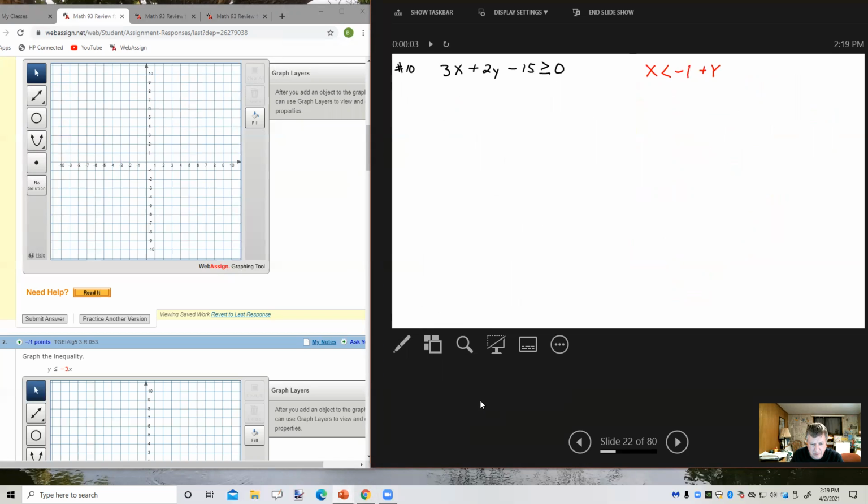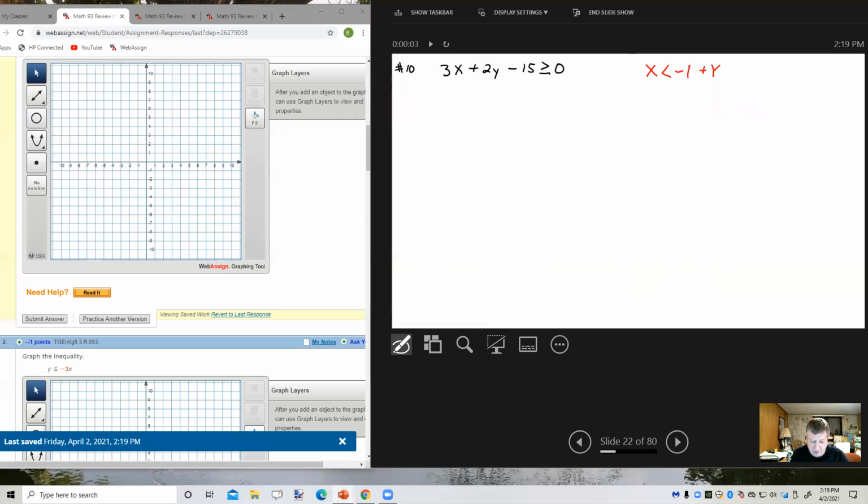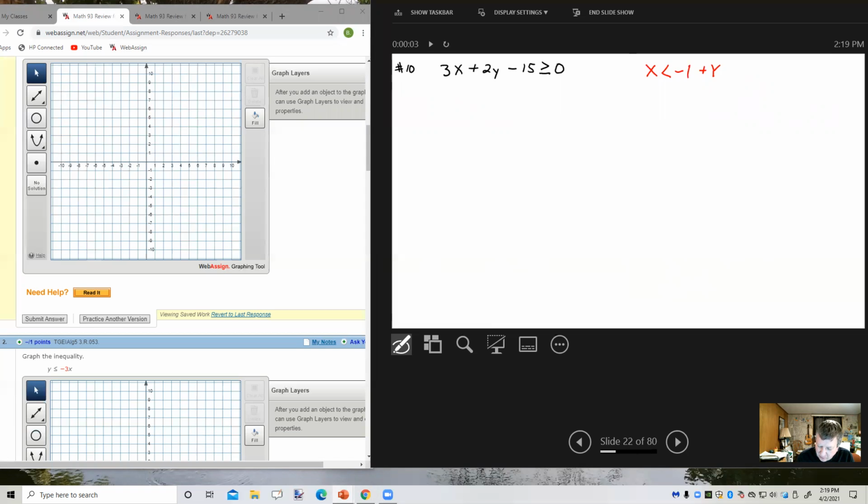And we want black, first of all. Okay, so here we go again. We're going to take the inequality 3x plus 2y minus 15 greater than or equal to 0. We're going to find 2 ordered pairs. Actually, first of all, we're going to look at the related equation. I always tend to forget that.